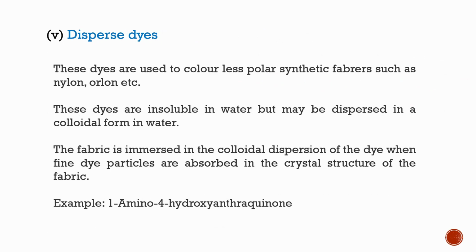Finally, the disperse dyes. These dyes are used to color less polar synthetic fibers such as nylon, orlon, etc. These dyes are insoluble in water, but they may be dispersed in a colloidal form in water. So these dyes are in water in the colloidal form. The fabric is then immersed in the colloidal dispersion of the dye, and the fine dye particles are absorbed in the crystal structure of the fabric. An example of a disperse dye is 1-amino-4-hydroxyanthraquinone.